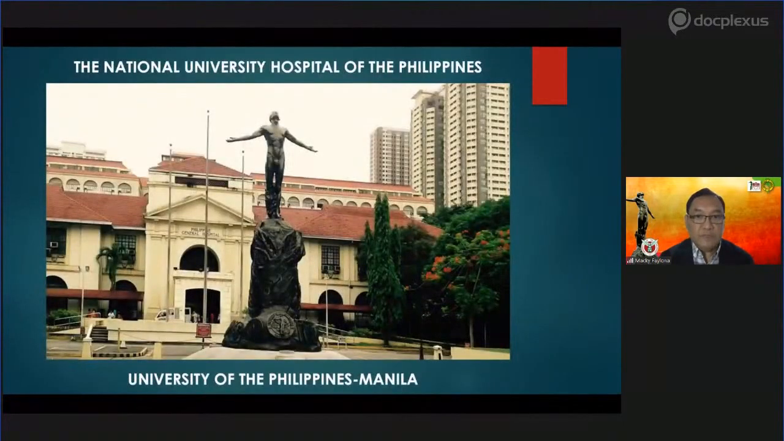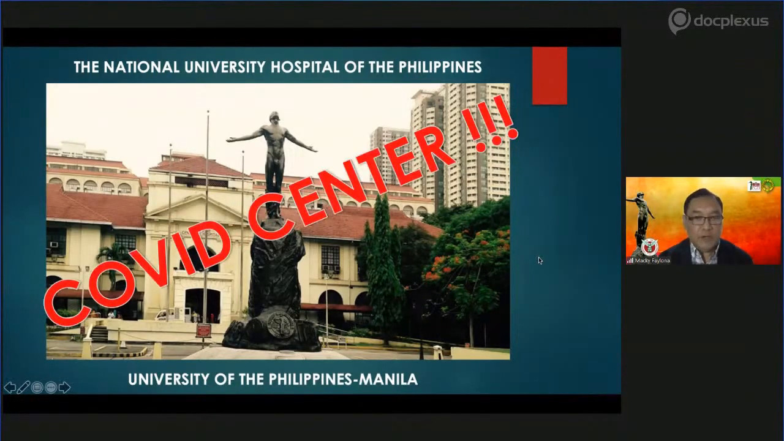This is my university, and this is our hospital. It's a 1,500-bed hospital. But currently, our hernia operations are on hold because we are a COVID center, and we have a big chunk of our hospital now dedicated to the COVID pandemic.